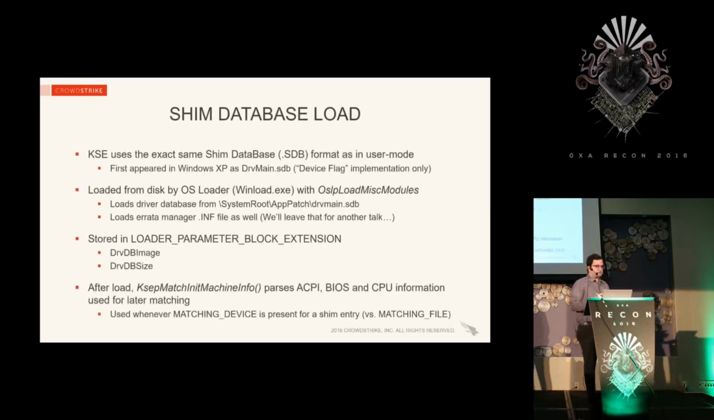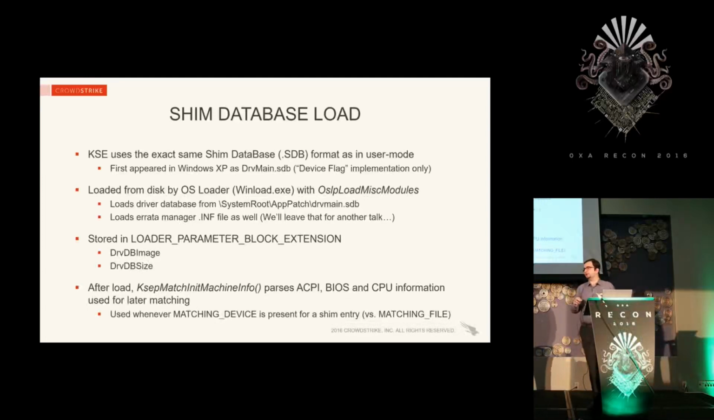This shim database is called drvmain.sdb, and it's located in the same app patch directory as everything else. And it appeared in XP. And in XP, again, there was no kernel shim engine, but there was this AppCompat engine where you could have certain flags. And what changes in Windows 8 with the kernel shim engine is the ability to have driver shims as well. So this is loaded very early on by winload.exe, or .efi, which is your Windows bootloader. It looks in System32, C:\Windows\AppPatch\drvmain.sdb, and it loads that, and then it also loads the errata manager INF file, but we're not going to talk about the errata manager here.